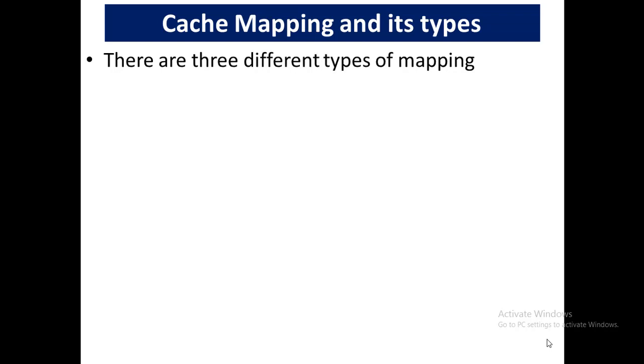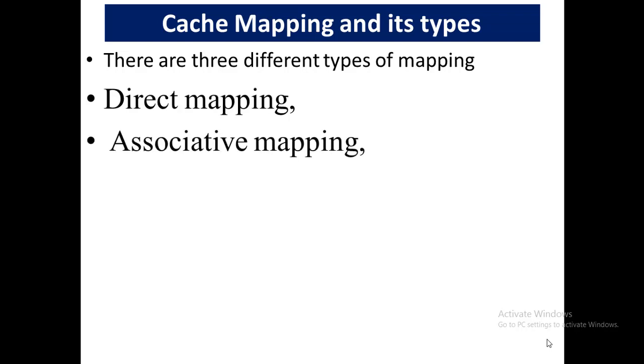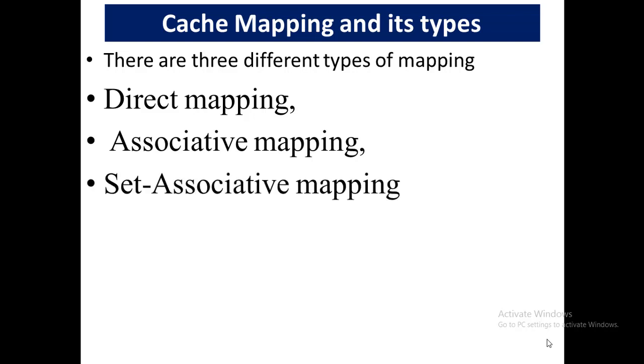Cache mapping and its types. There are basically three main types of mapping, or you can say that there are three different techniques through which we can map RAM data into cache. So the first technique is direct mapping. Second is associative mapping, or we call it fully associative mapping. And the third one is set associative mapping.